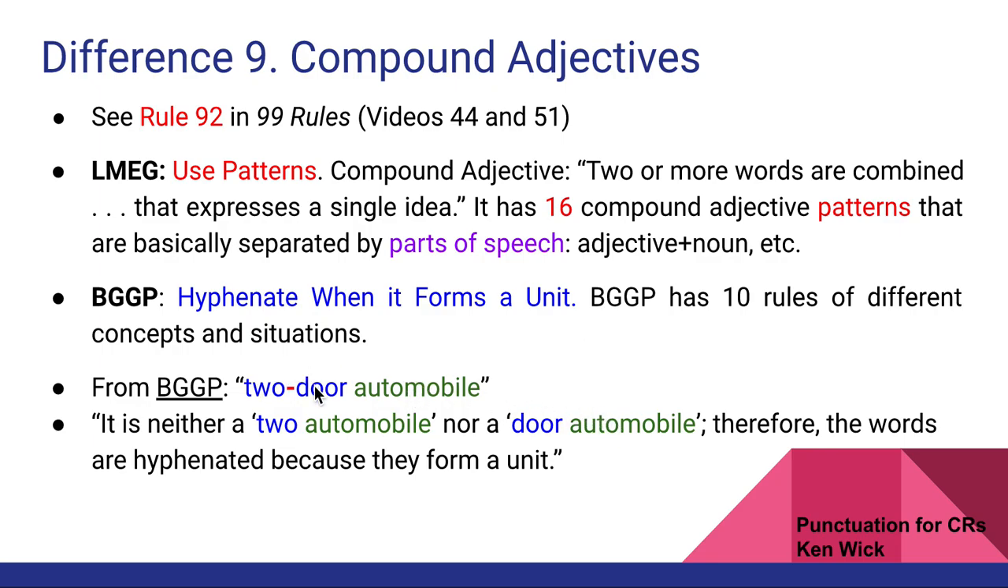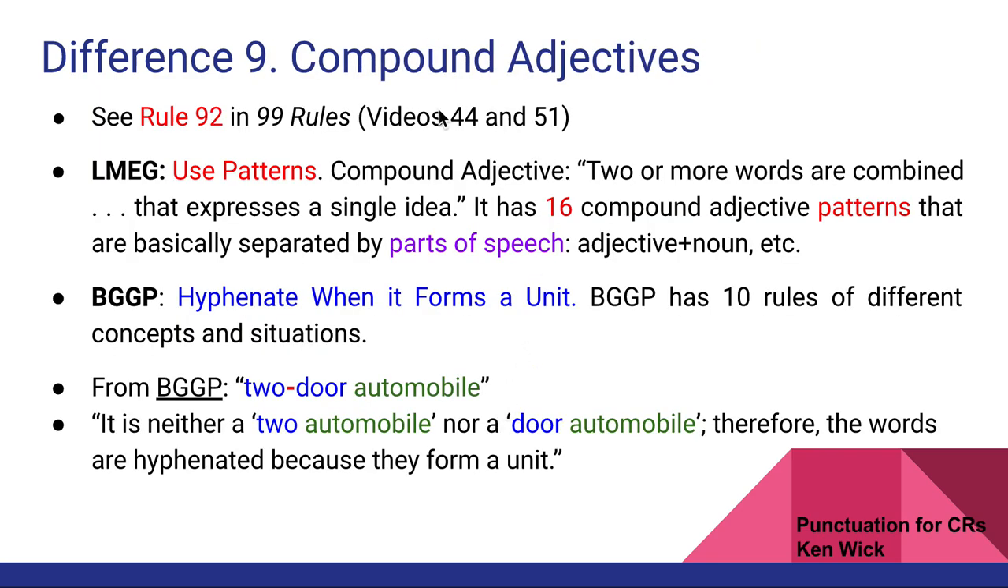It's a two-door automobile. Two-door has to be combined, that combination forms a single idea or unit to modify automobile. Therefore, it has to be hyphenated. So that's what I do. I usually do this test when I need to know if I hyphenate. I just test it against the noun individually, and if it doesn't make sense, it's not a two automobile, not a door automobile, boom, I just hyphenate it and just move on.